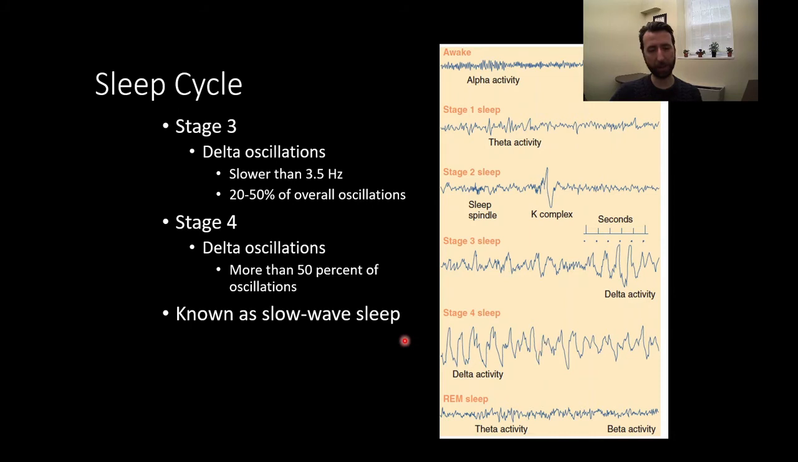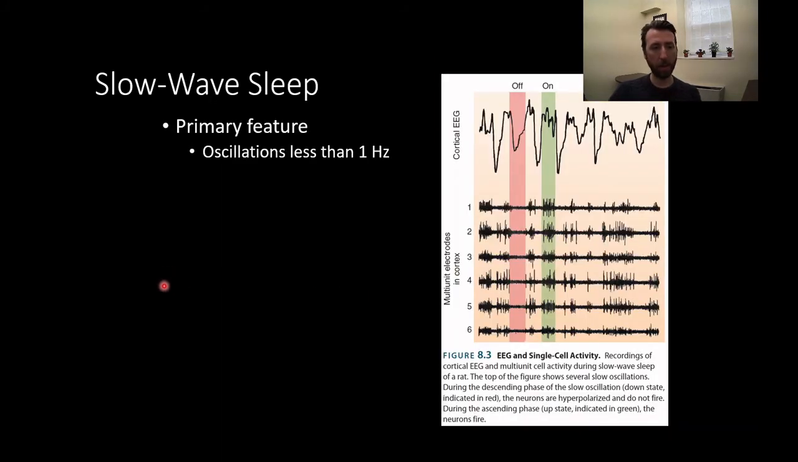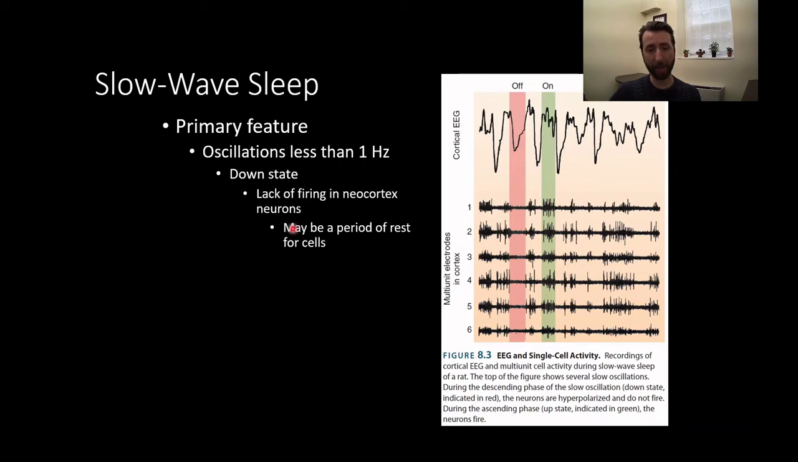That's stage 4 sleep. So with slow wave sleep, as I mentioned, we see these really, really slow oscillations, sometimes less than 1 hertz, meaning on average, less than 1 cycle per second. So that's really slow for our neurons. They're not typically firing so slowly. So we can see a down state where there's a lack of firing in neocortex neurons. We see something like right here, where there's a gap, not a whole lot of activity happening. This may be a period of important rest for our cells.